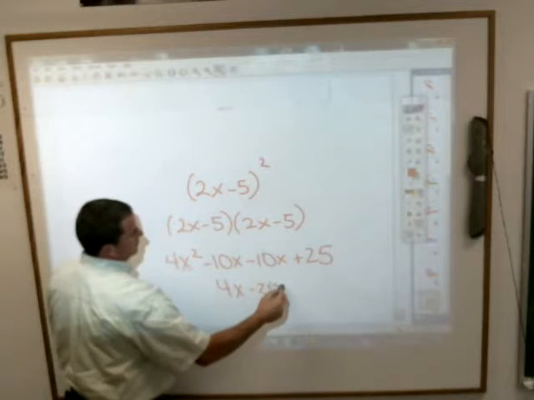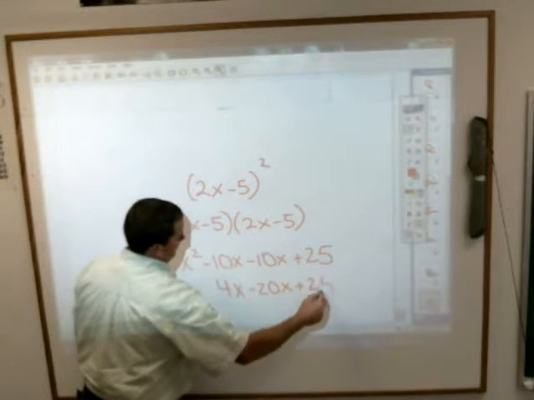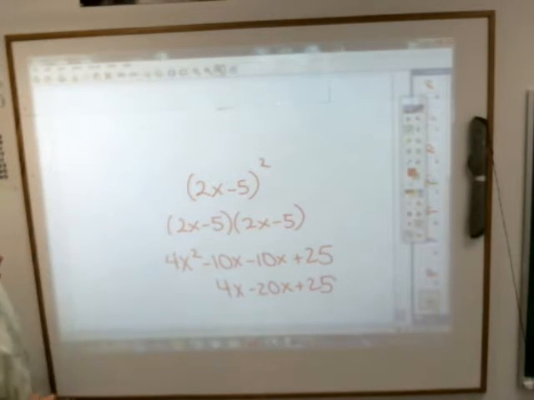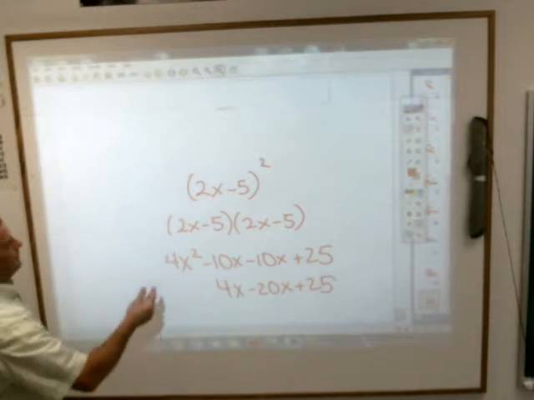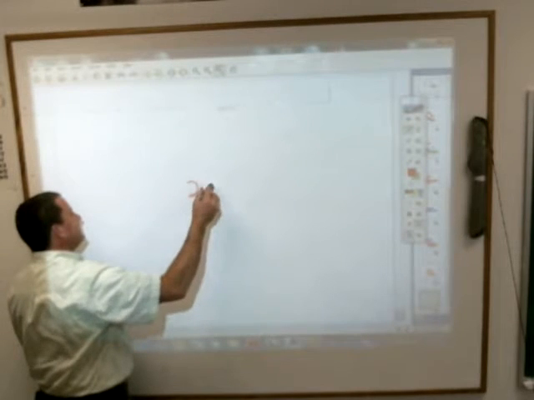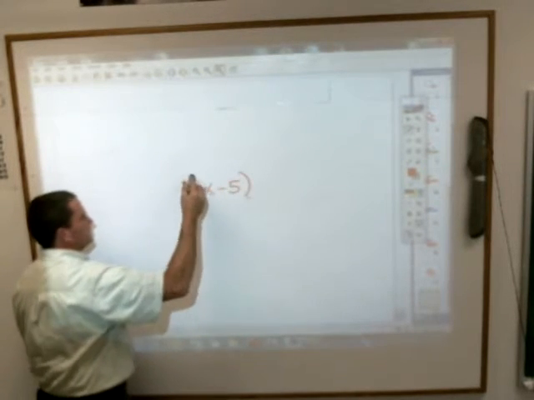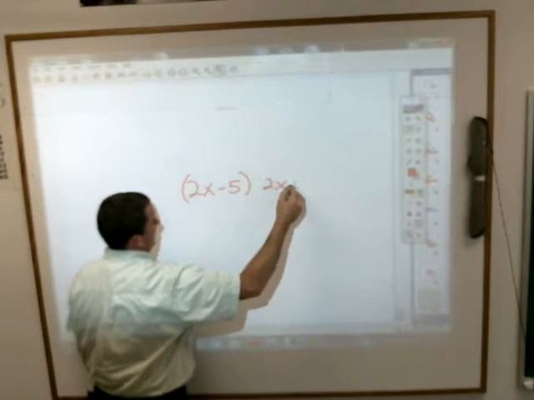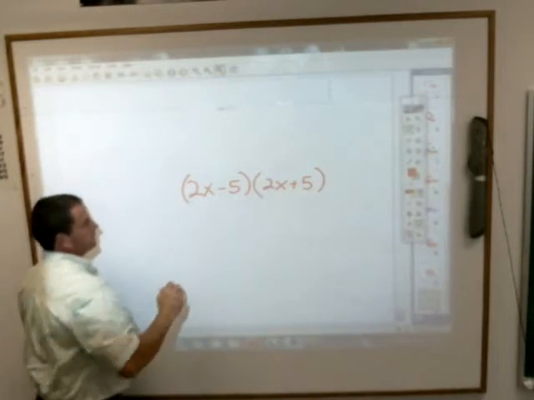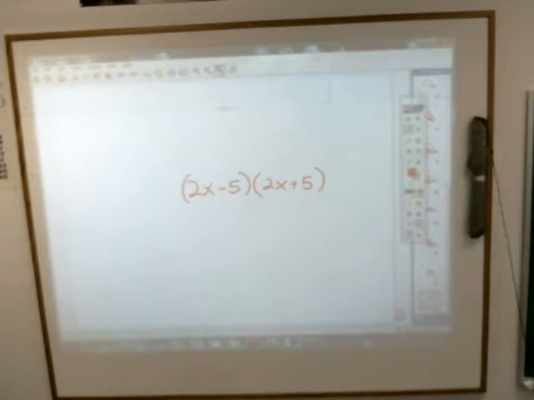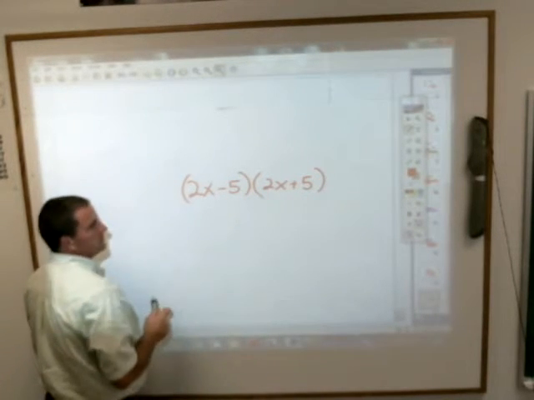Which brings us to the next problem, which is kind of a special case binomial thing. The next problem they give you in the book looks like this: 2x minus 5 times 2x plus 5. If you make a short observation there, you say, those are exactly the same, except for the two signs in the middle. Watch what happens with this one.